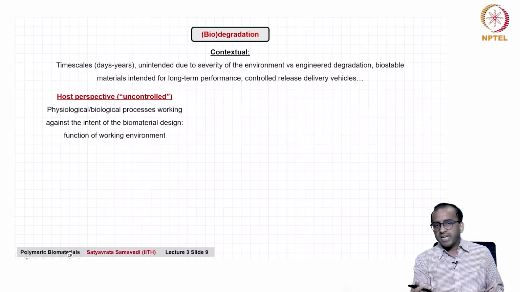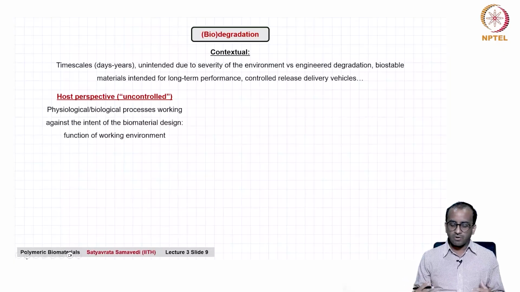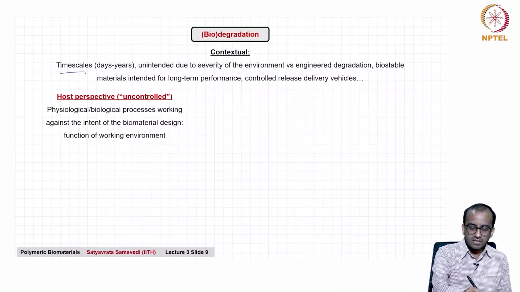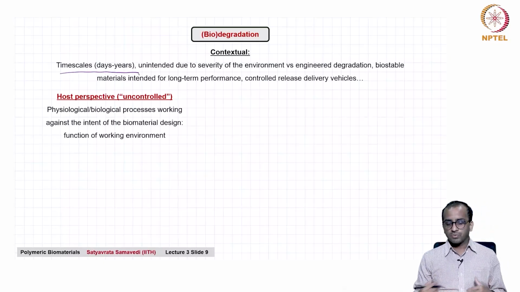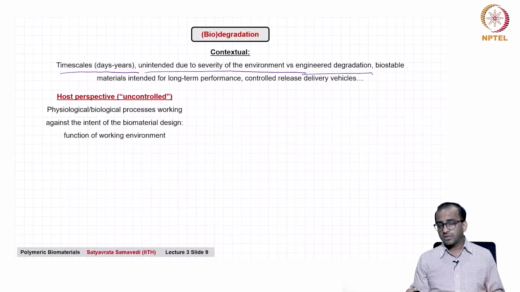This completely depends on the context, right? Depending on many factors, right from time scales, which can go from days to years. You can have unintended degradation because of the environment versus engineered degradation. So in polymeric materials, for example, many of the polymers can be degradable and they can degrade into biologically suitable or appropriate degradation products which can be eliminated by the body. There you are engineering the degradation.